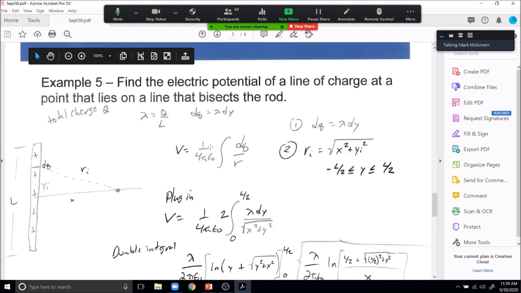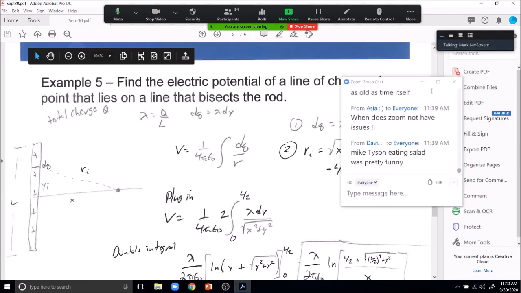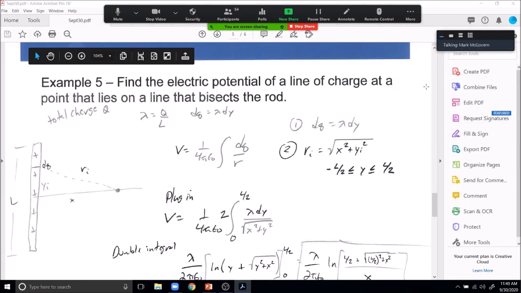All right. So we want to find the electric potential of a line of charge at a point that lies on a line that bisects the rod. Okay. So you've done this before, except this one's a little easier because there's no step 3. So before we had electric field stuff, we had 1, 2, 3, where 1, which is the same as it is here, is how do you express your dQs? This is linear. There's only one way to do it, and that's your lambda times your differential distance, which will be dy here.